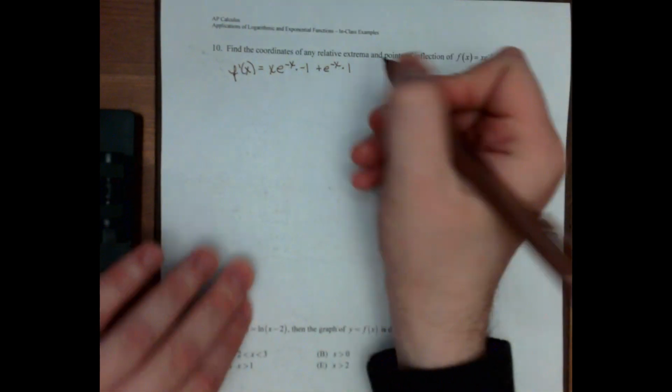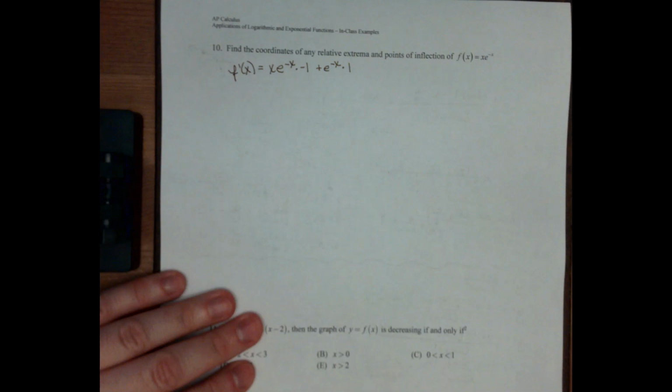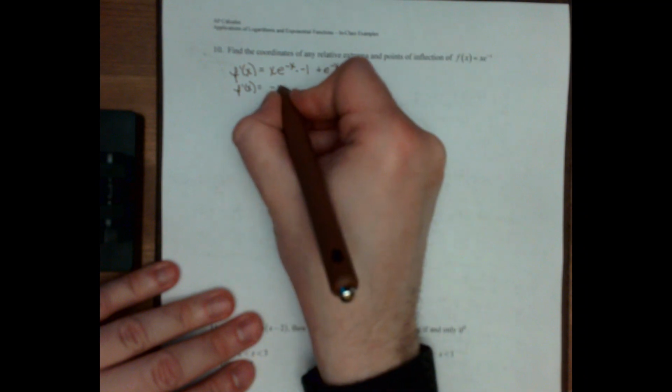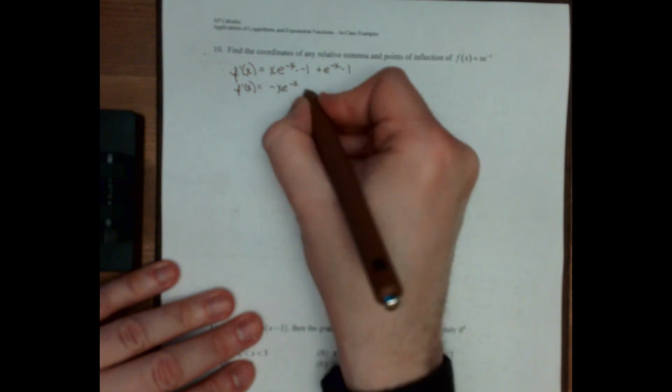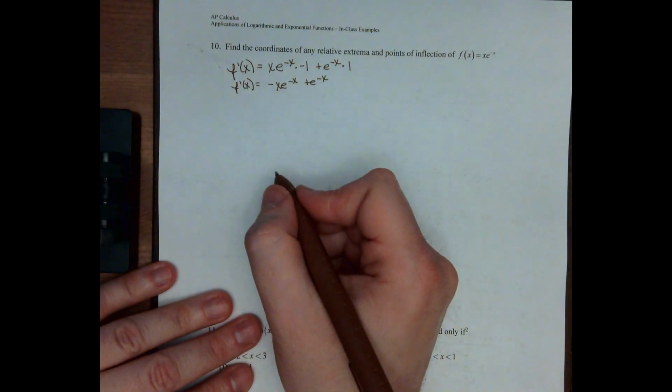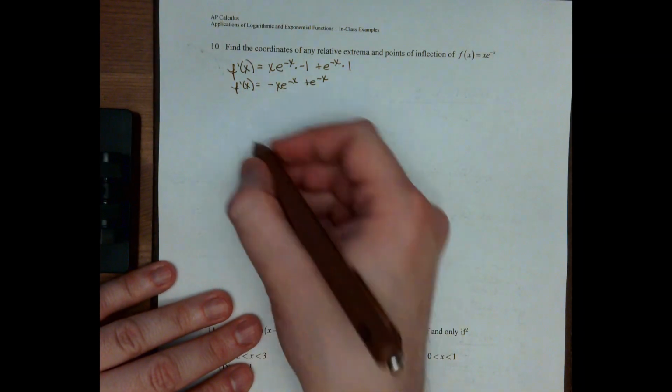I'm going to clean it up. F prime of x equals negative x e to the negative x plus e to the negative x. And I'm out of focus. Okay, I'm going to take out an e to the negative x.